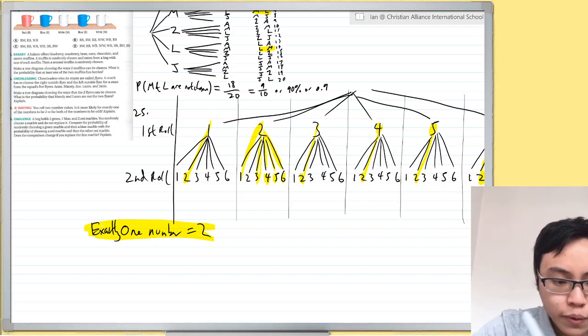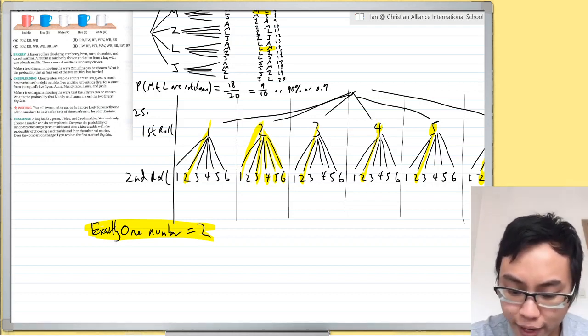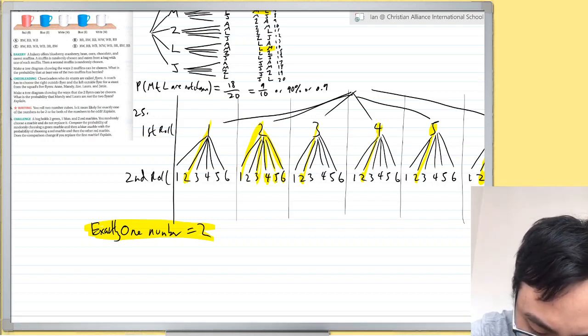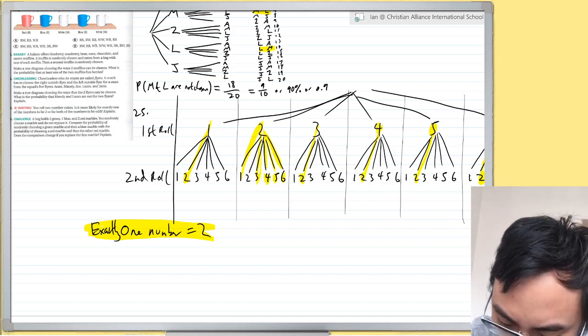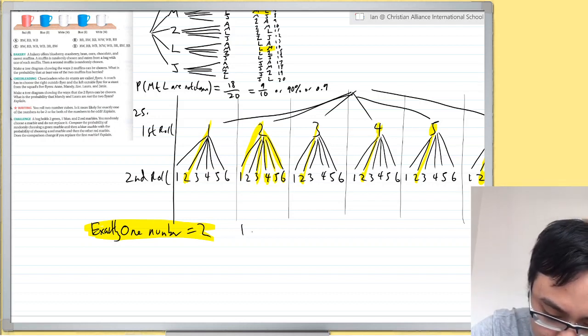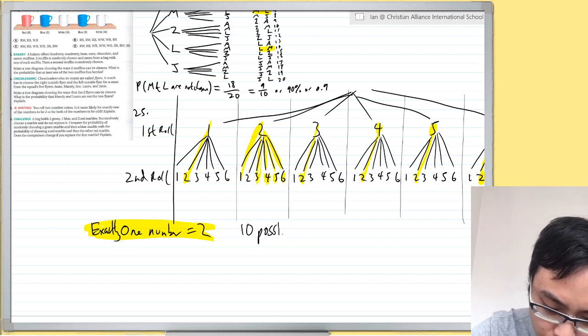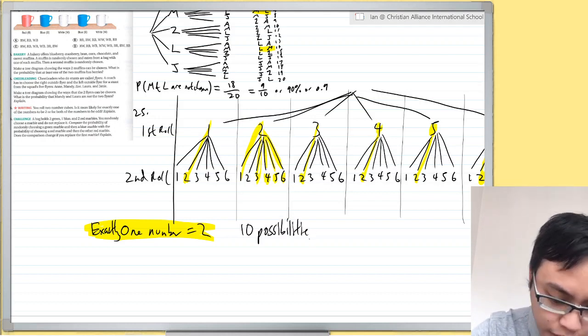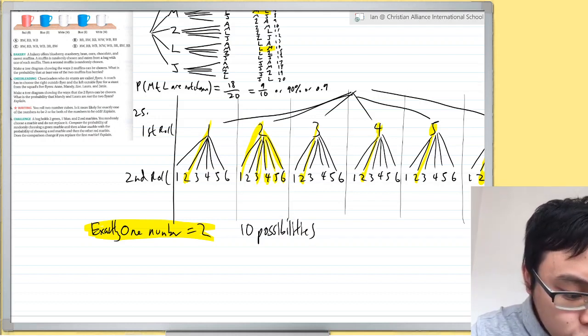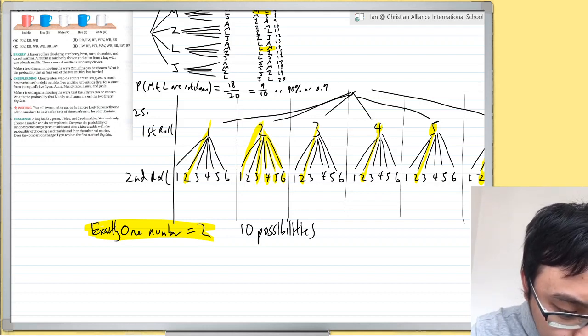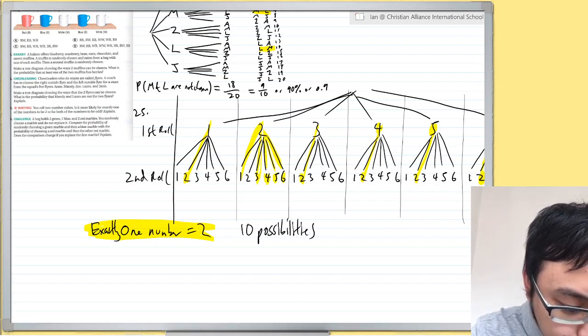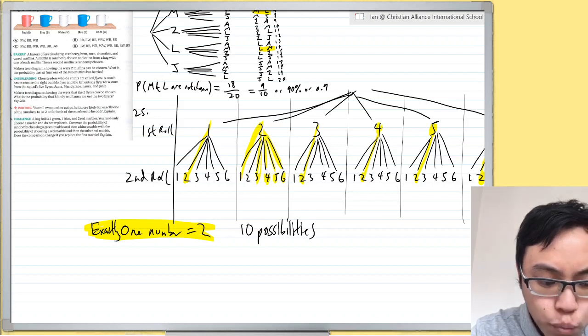And how many of them are there? Let's count the number of highlighted yellows. That's 1, 2, 3, 4, 5, 6, 7, 8, 9, 10. So that is 10 possibilities.